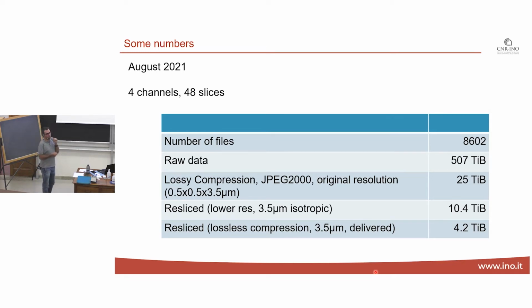We can't keep it all. It's impossible. So we apply lossy compression. We use JPEG 2000. JPEG 2000 is a compression algorithm. And we go down from 500 to 25 terabytes. So we throw away some information.